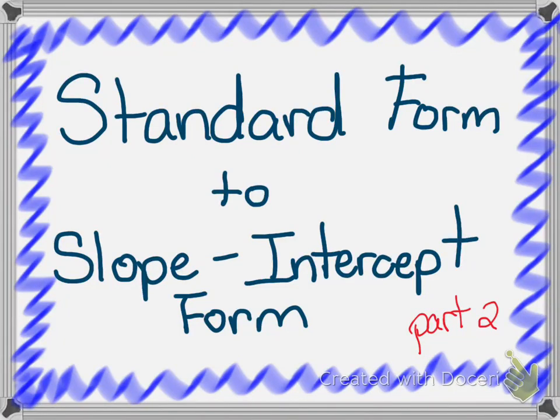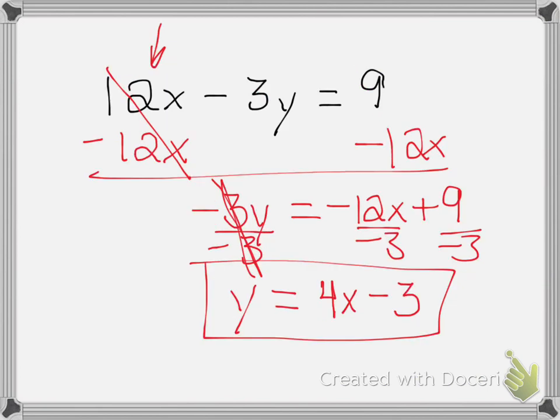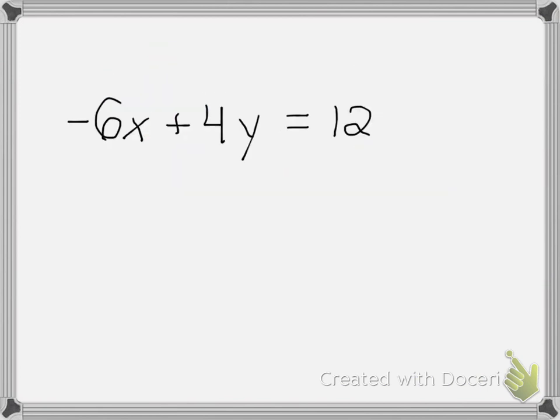In this video, I'm going to teach you guys how to go from standard form to slope intercept form. But this is part two, so make sure you've already watched part one. All right, looking at this example, first thing I'm going to do is identify wherever my x variable is.